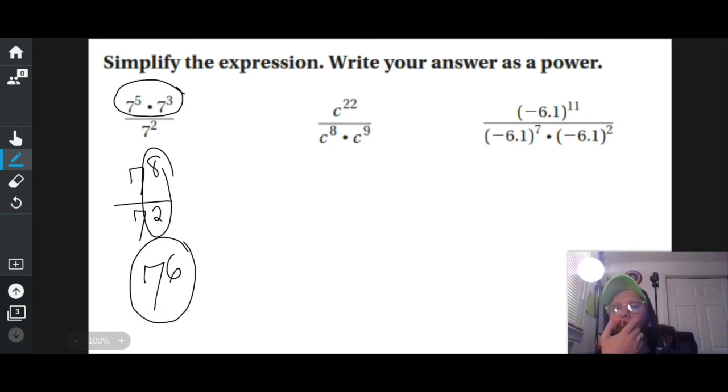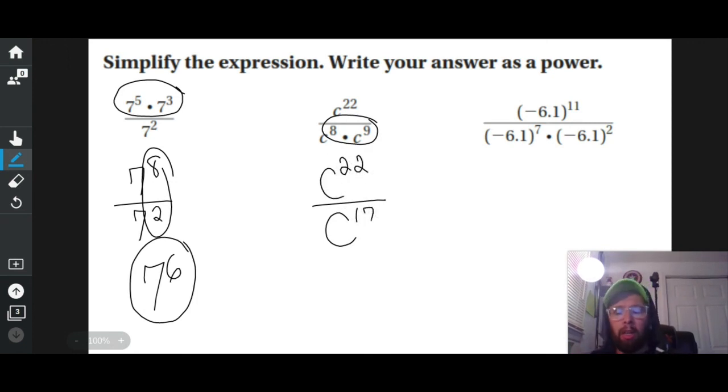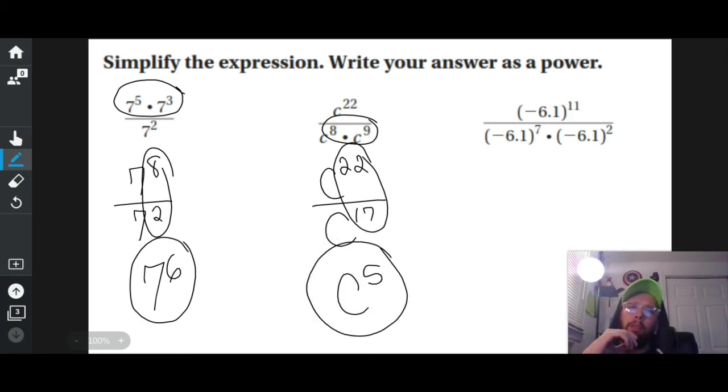So when they were next to each other, multiplying powers of the same base, add exponents. So here I'm going to add these exponents. So that's c to the 17th. c to the 22nd is still up top. When you divide powers of the same base, you subtract exponents. 22 minus 17 is c to the 5th.